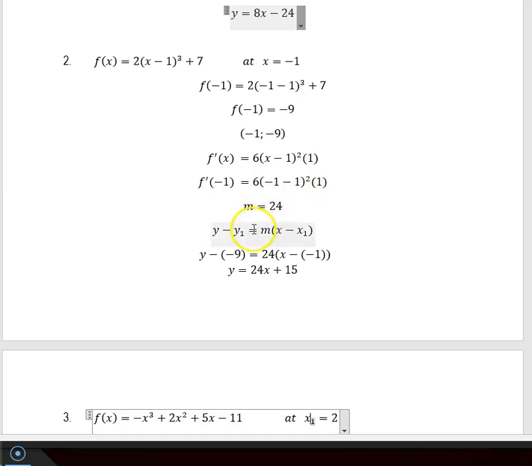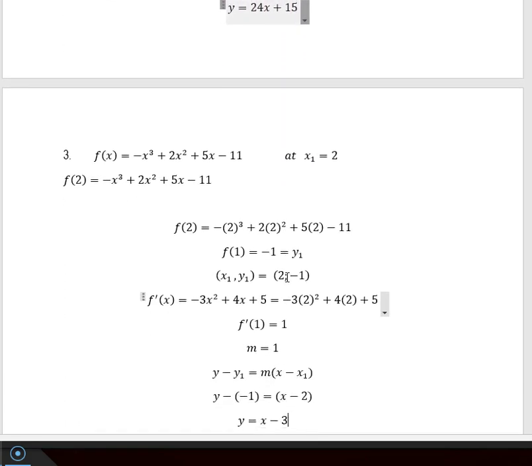And that's your gradient. So using the line equation of y minus y1 equals m into bracket x minus x1, this means my y1 will be minus 9 from there, and my x1 will be minus 1 from there. Put it that side. Opening the bracket there and solving for y, y will be 24x plus 15.